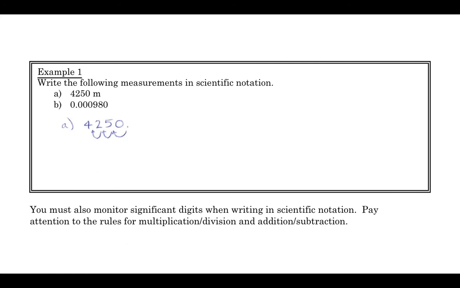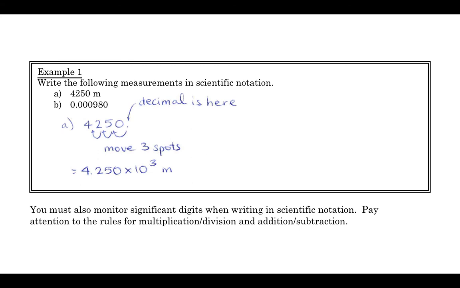What we need to do is, the decimal place is sitting out here, so we need to move this decimal place over 1, 2, 3 spots. And when we move this decimal place over, we need to multiply by a power of 10. Because we moved it 3 spots, this is like saying times 10, times 100, times 1,000. So we write this as 4.250 times 10 to the 3 meters.